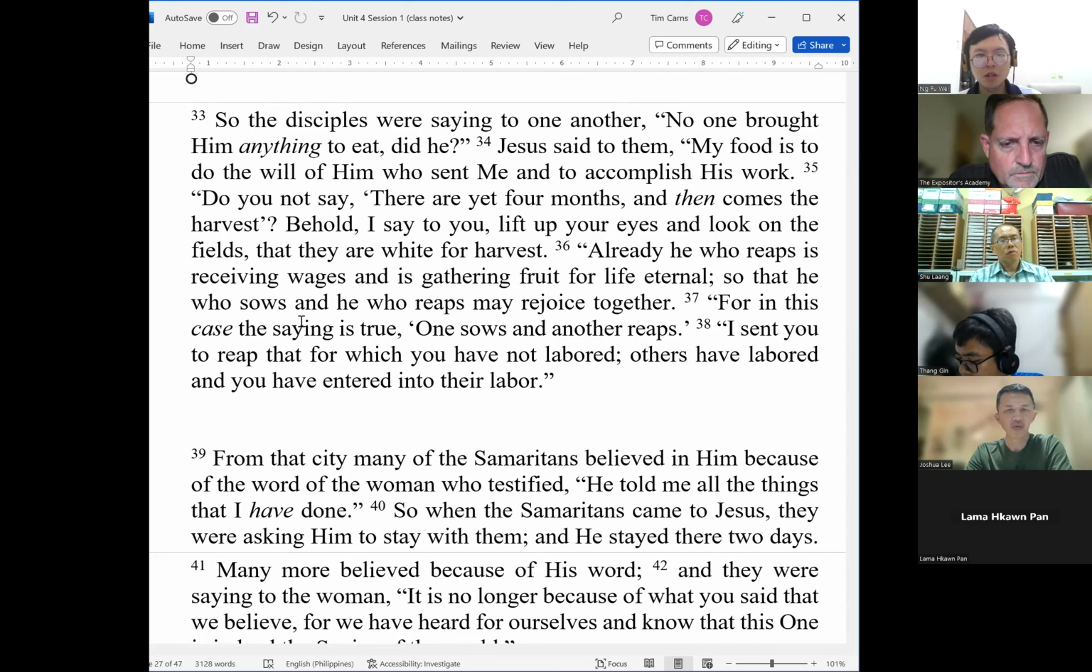"Behold, I say to you, lift up your eyes and look on the fields, that they are white for harvest. Already he who reaps is receiving wages and is gathering fruit for life eternal, so that he who sows and he who reaps may rejoice together. For in this case, the saying is true, one sows, another reaps. I send you to reap that for which you have not labored. Others have labored, and you have entered into their labor."